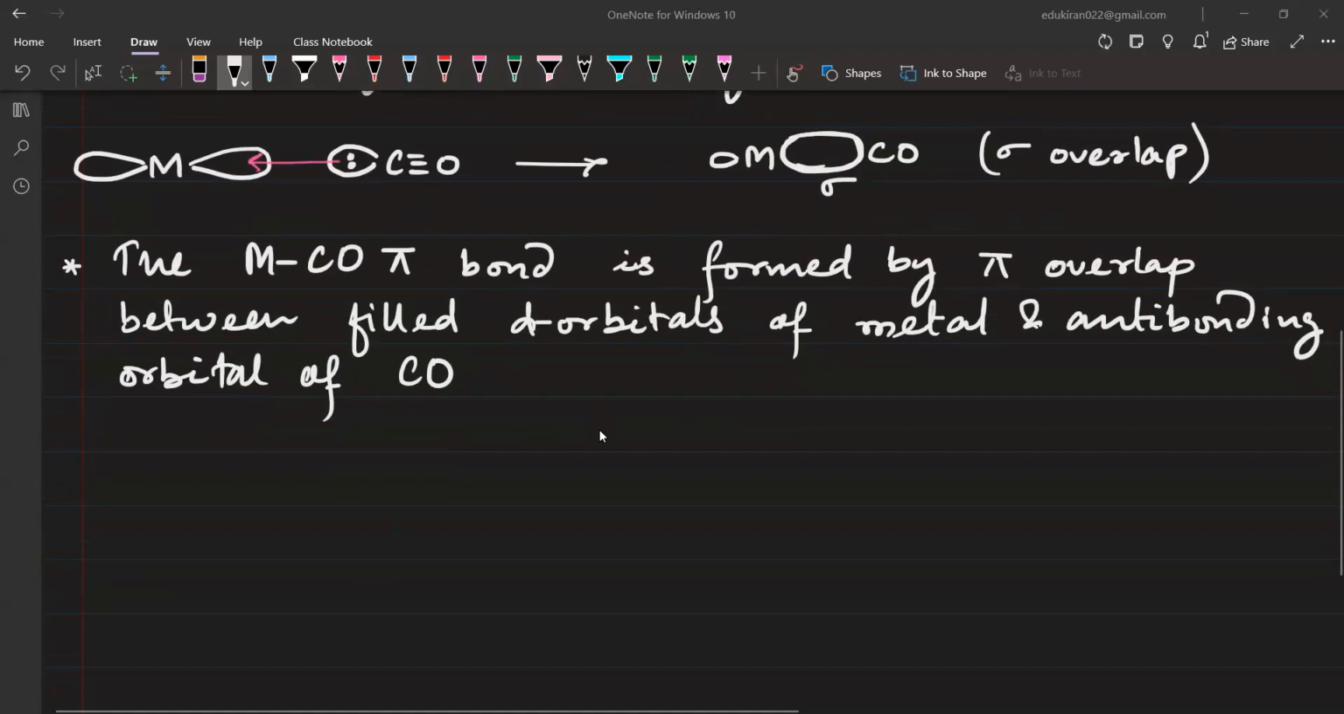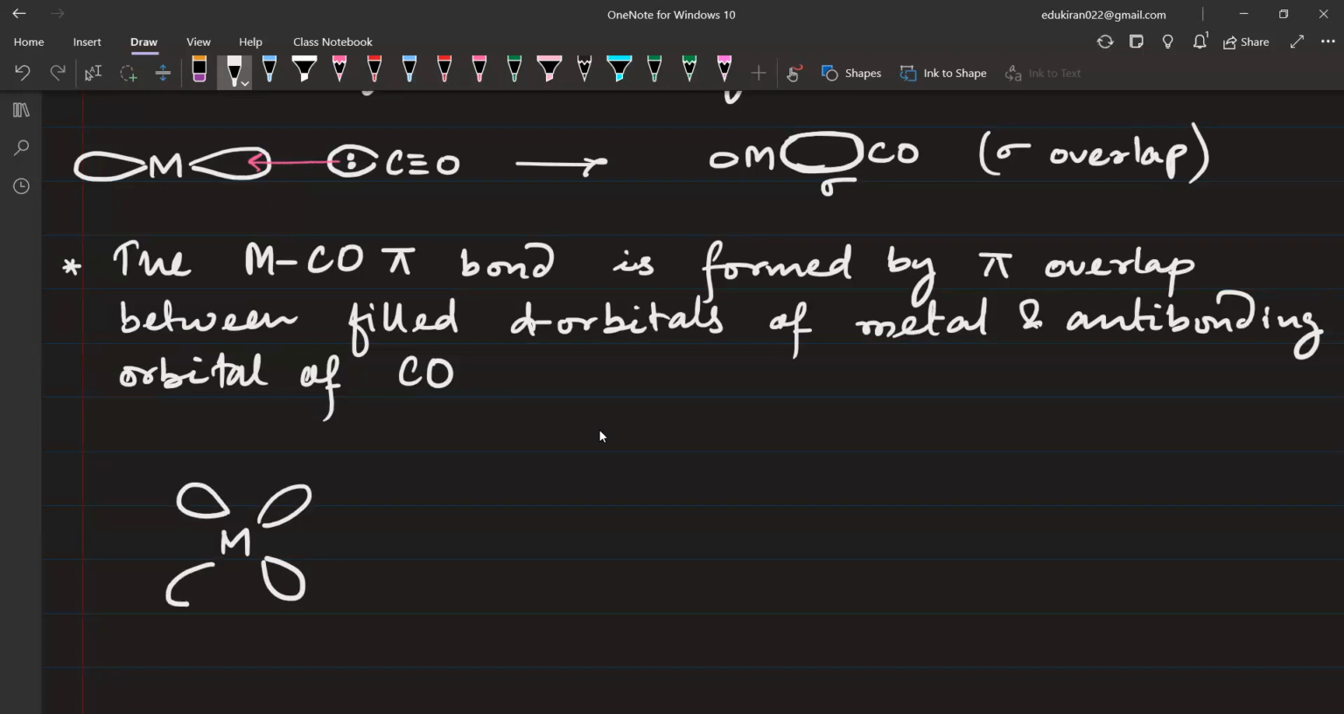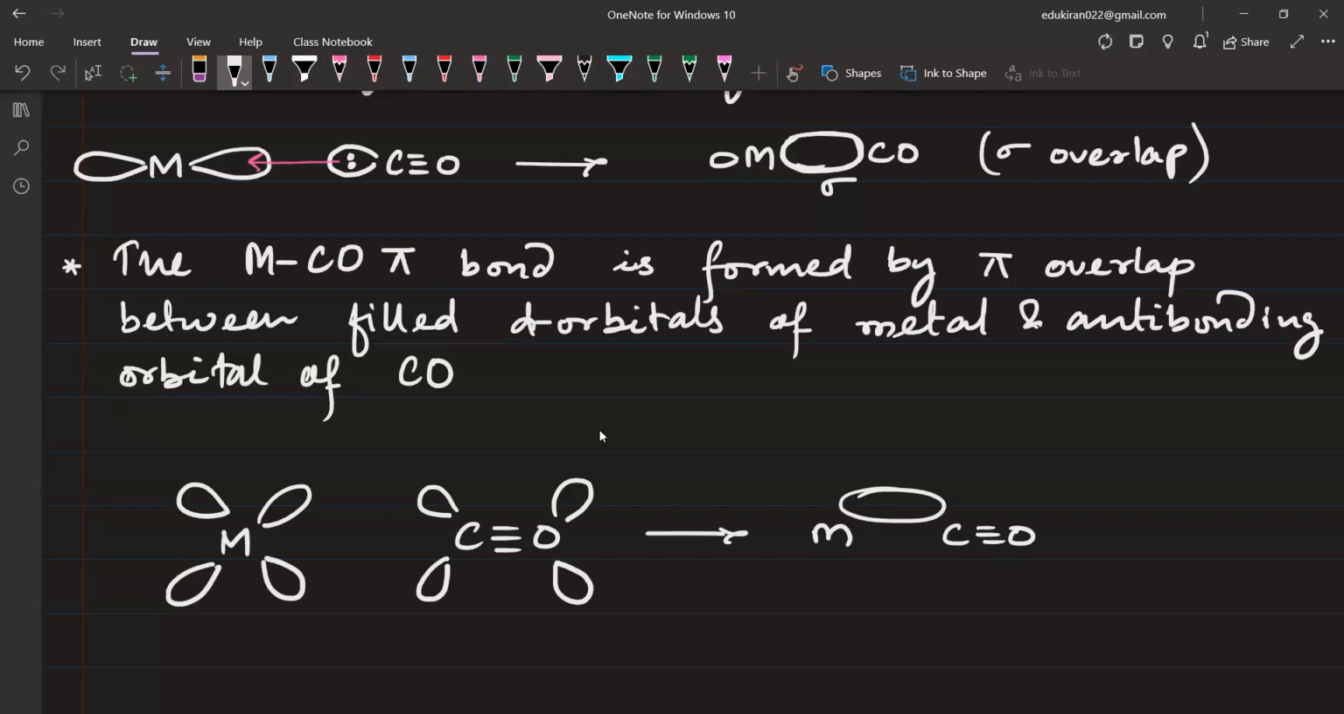These are the filled metal orbitals. Similarly, the anti-bonding orbital of carbonyl will be like this. Now, these two orbitals are going to overlap with each other, giving rise to pi bonding. So you'll have metal, and there is carbonyl, and there will be electron density here and here. This is because of the pi bonding.